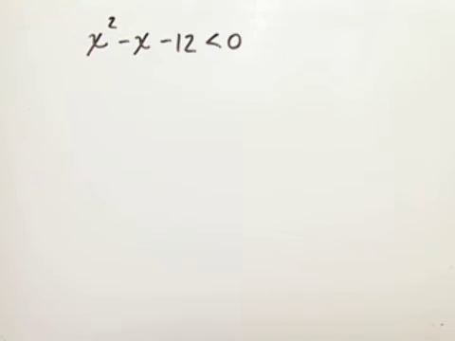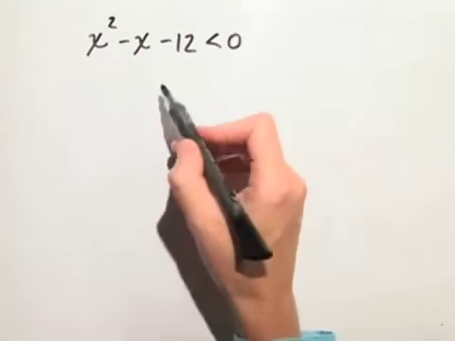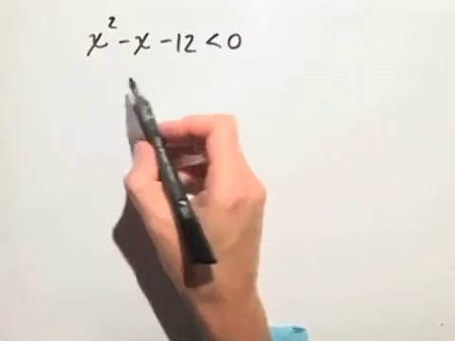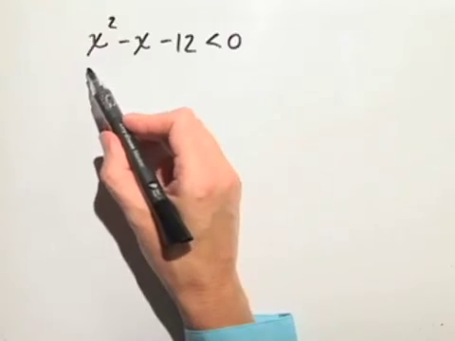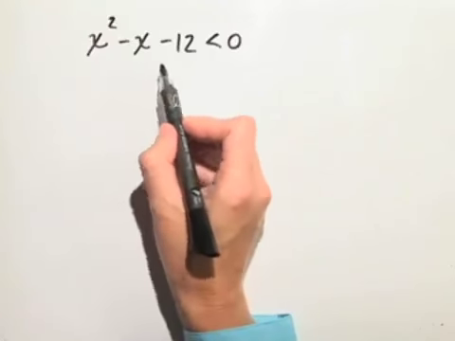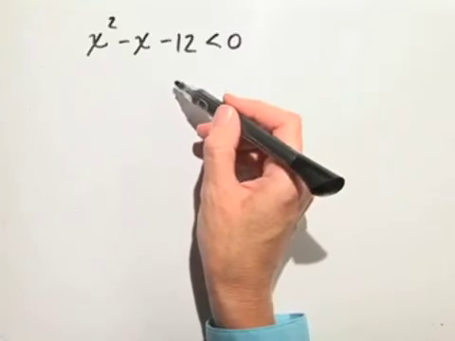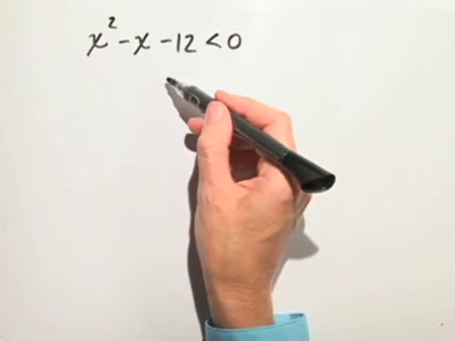Let's solve the inequality and graph the solution set on a real number line. We have x squared minus x minus 12 is less than 0. Now, if we look at the function f of x equals x squared minus x minus 12, and we were to graph that, it would represent a parabola or a quadratic function.